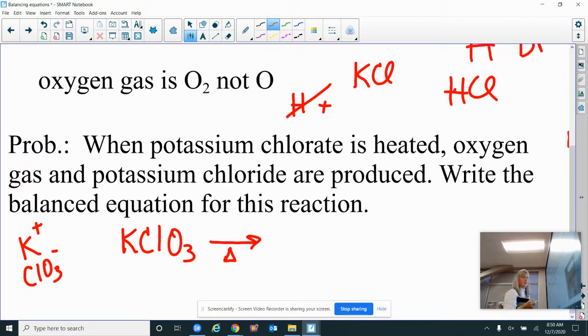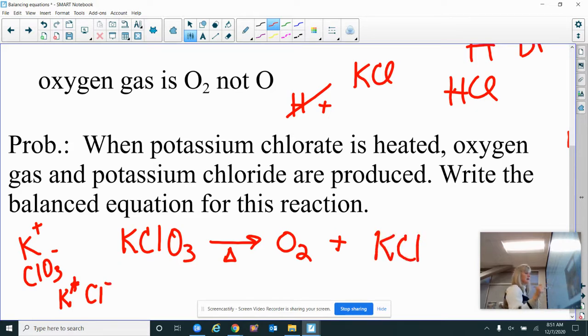So then what comes next after the comma is going to be the products. So oxygen gas, which has to be O2, not just O, and potassium chloride. So again, potassium being +1, it's a plus, and Cl as -1, so potassium chloride will just be KCl. That's our base equation. That's just from the words. When potassium chlorate is heated, oxygen gas and potassium chloride are produced.